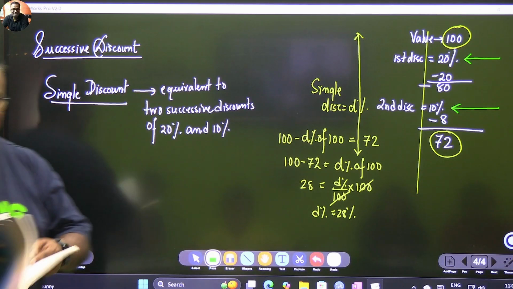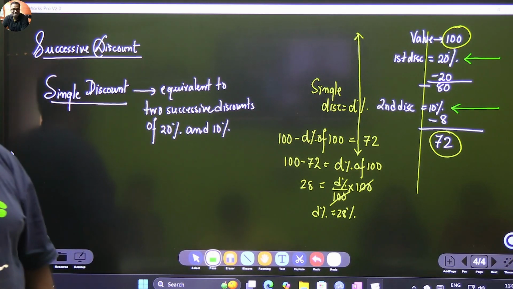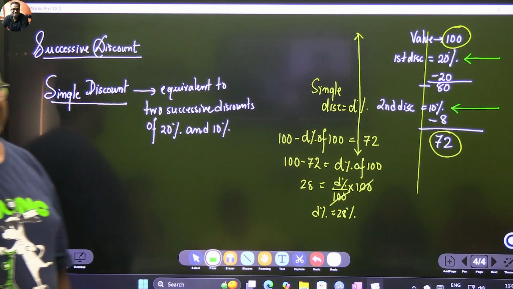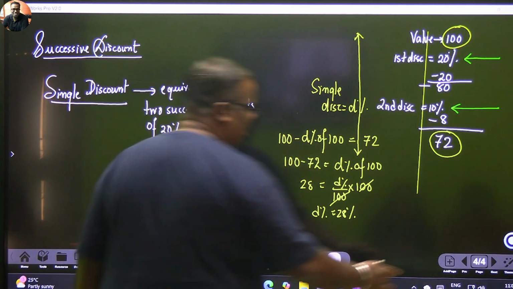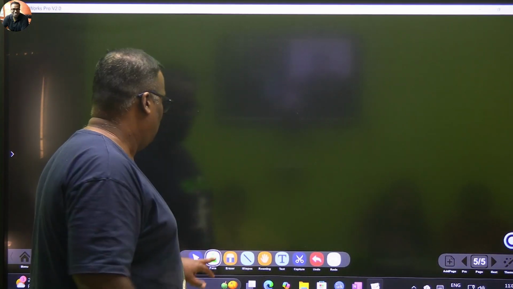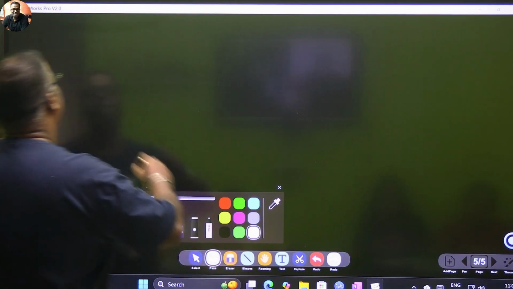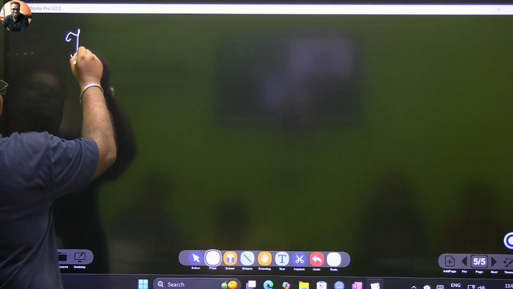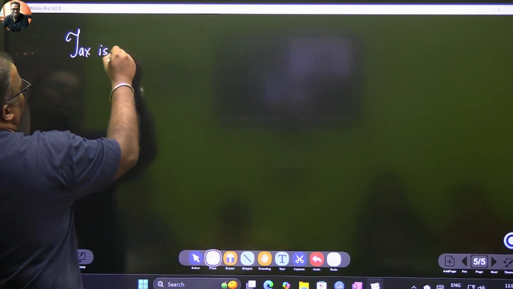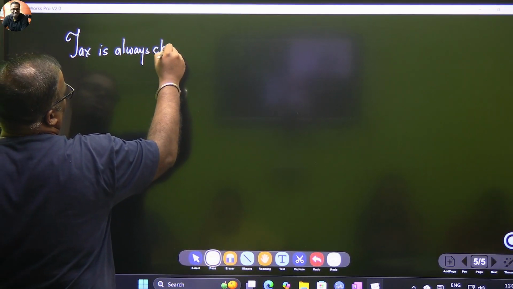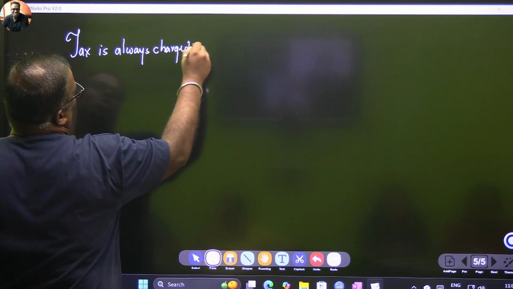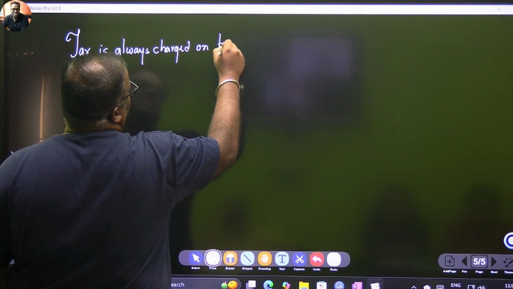And some problems on value added tax or sales tax. So let's understand the concept of tax. Tax is just simple as percentage. Only one thing you need to remember. Tax is always charged on transaction value.